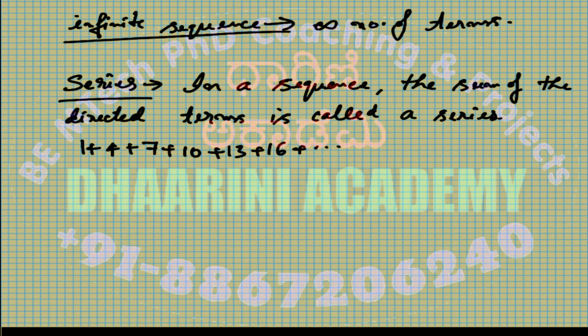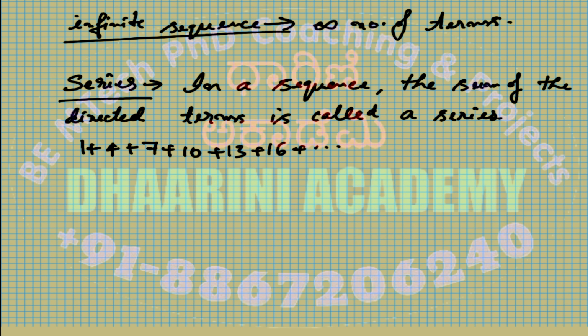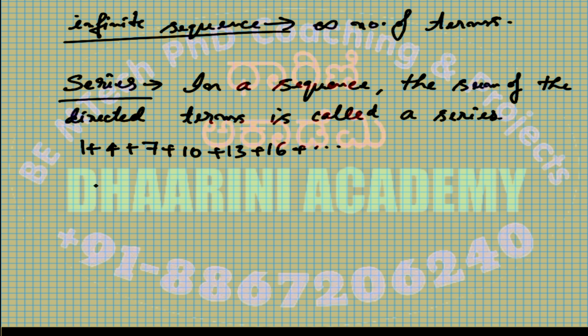So once again, we have two types of series. The first one is the finite series: a series with finite terms is called a finite series. And you are going to get another one, the infinite series. One has finite terms, the other has infinite terms.